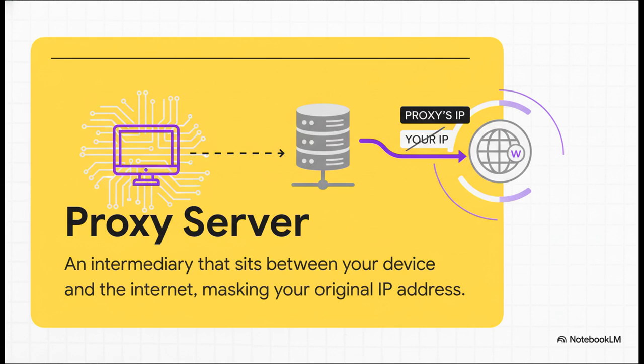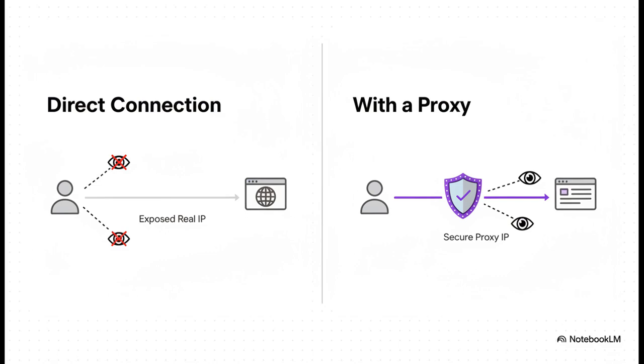And here's the crucial part. The website only sees the proxy's IP address, not yours. So look at the difference here. On the left, that's a direct connection. All your activity is tied to one IP address, super easy to track. But on the right, a proxy reroutes your request. The website sees the proxy's IP, not yours. And suddenly, you look like a totally different user from a completely new location. This is what gives you that clean, objective view you need.